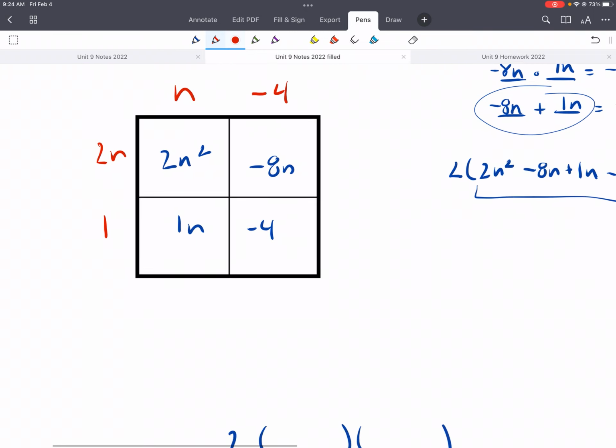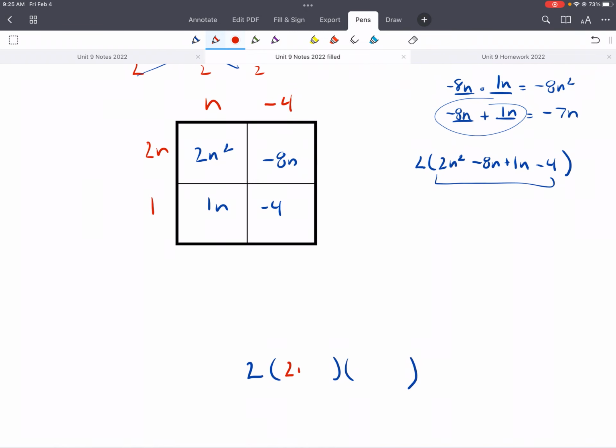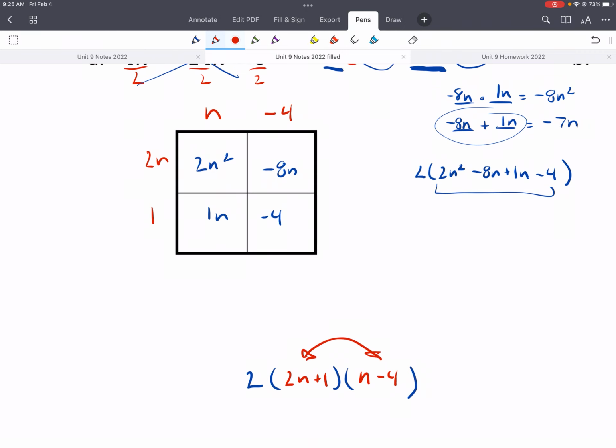Okay? So those would be our answers that would go in here. So 2n plus 1 and n minus 4. Again, the order of those doesn't matter. If you did the n minus 4 first and then did 2n plus 1, okay?